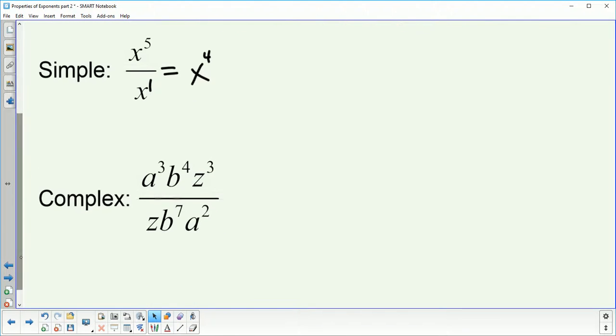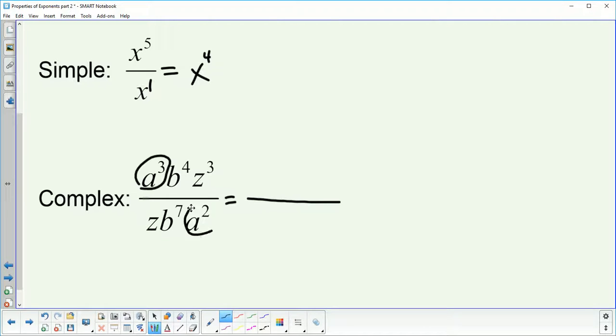A little more complicated. Just like we did with our product, we need to do each group individually. So a to the third is like thinking of that as a over a to the second. So 3 minus 2 gives us a to the first. Okay, we can do our b's. B to the fourth over b to the seventh, which is going to give us 4 minus 7, b to a negative 3. And then remember this is a z to the first, so z to the third over z to the first gives us z to the second.